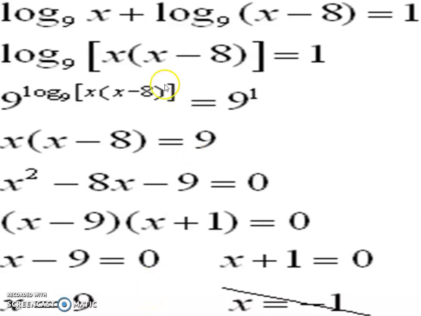I explain this example again. Log x to the base 9 and log of x minus 8 to the base 9. We use the basic concept that log m plus log n is log of m into n. In this step, it is important that we take 9 as the base on both sides and the index goes to this term. Then we simplify the quadratic equation and derive the final values of x by middle term factorization of 8x minus 9.